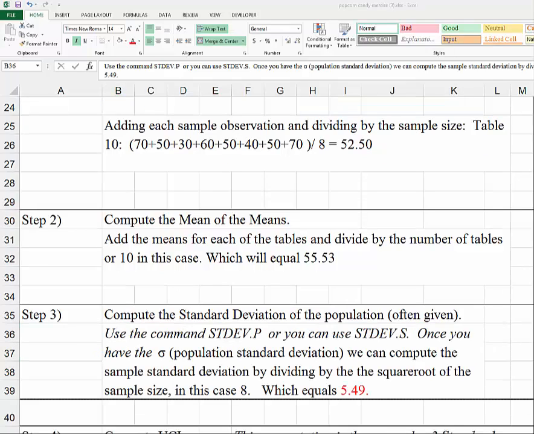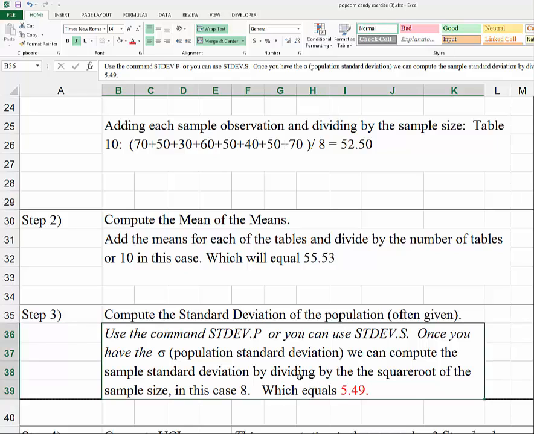So I just went ahead and wrote it out there. The population standard deviation is always denoted by this symbol here, and we're going to compute that. Compute the sample standard deviation by dividing through by the square root of the sample size, which in this case is 8. So our sample standard deviation will be 5.49. Okay, so now we're going to move on to the next step.